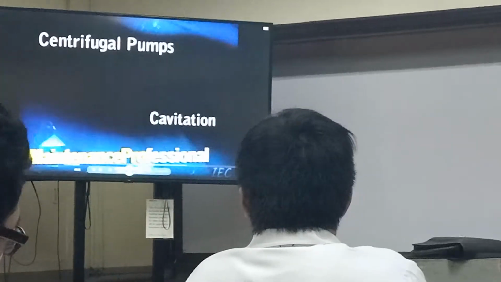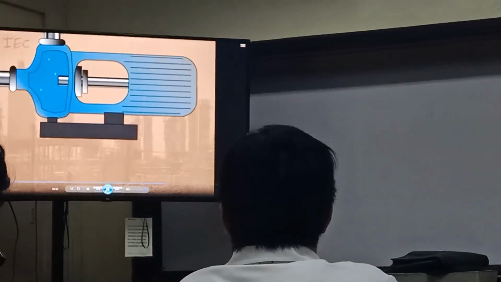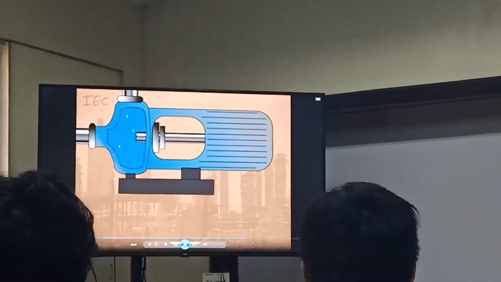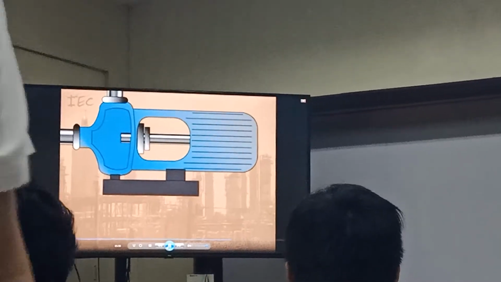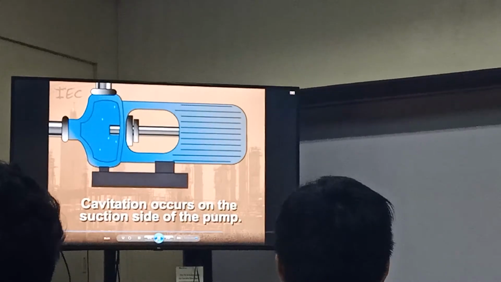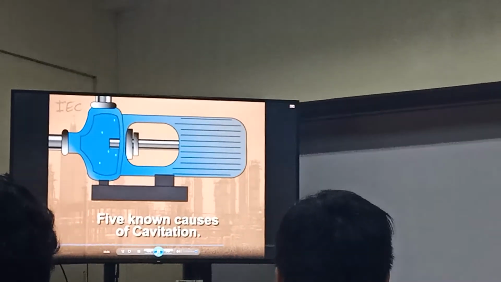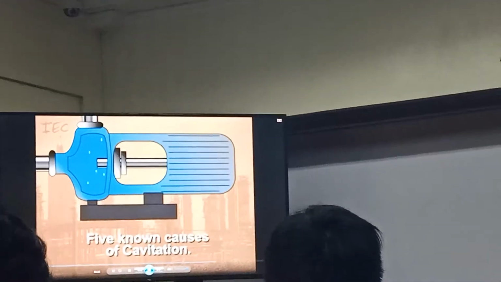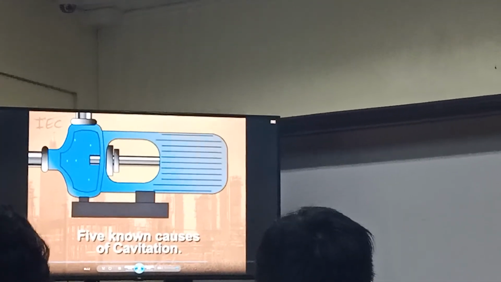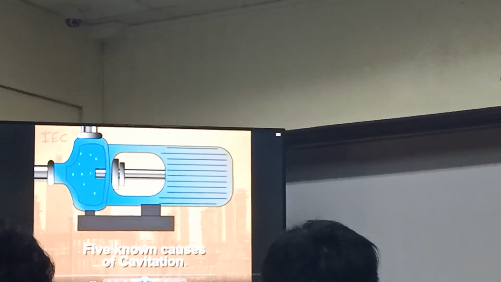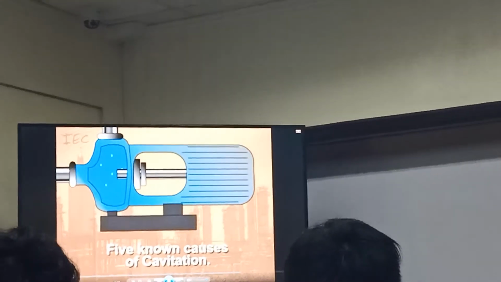This is the cavitation you mentioned. Cavities, or air pockets, form in the fluid being pumped. It is called cavitation. Cavitation occurs on the suction side of the pump. There are five basic causes for this: vaporization, air ingestion, internal recirculation, flow turbulence, and vane passing syndrome.